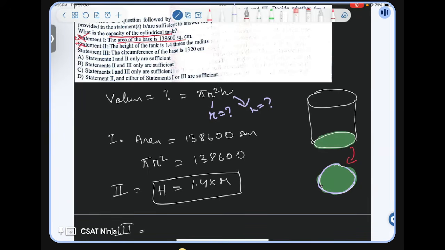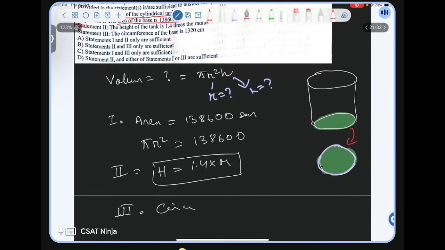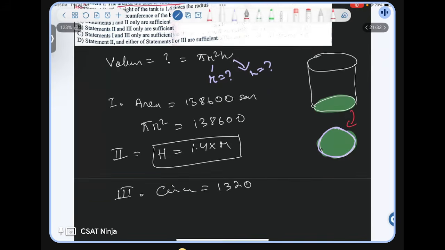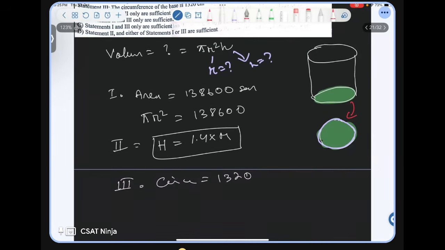Circumference of the base. That means we are talking about the base here. So circumference means the outer edge, this one. So I'll just write circumference is given as 1320. What's the formula for the circumference of a circle? Because the base of a cylinder is circular in shape, can I say 2πr is equal to 1320.